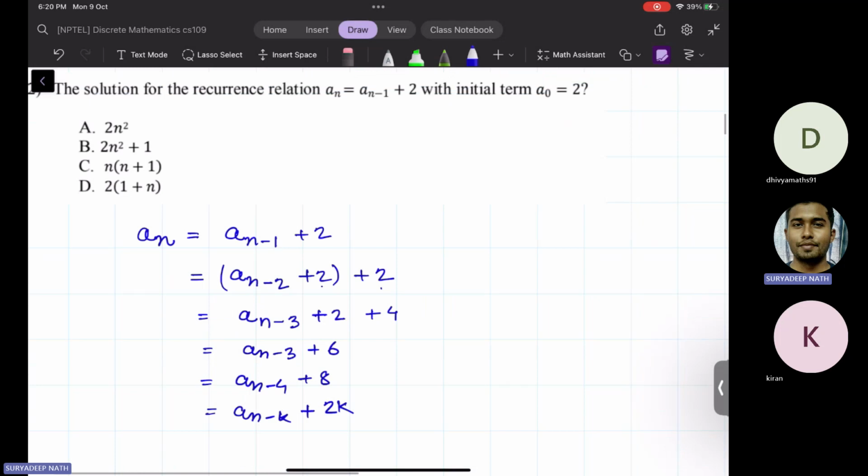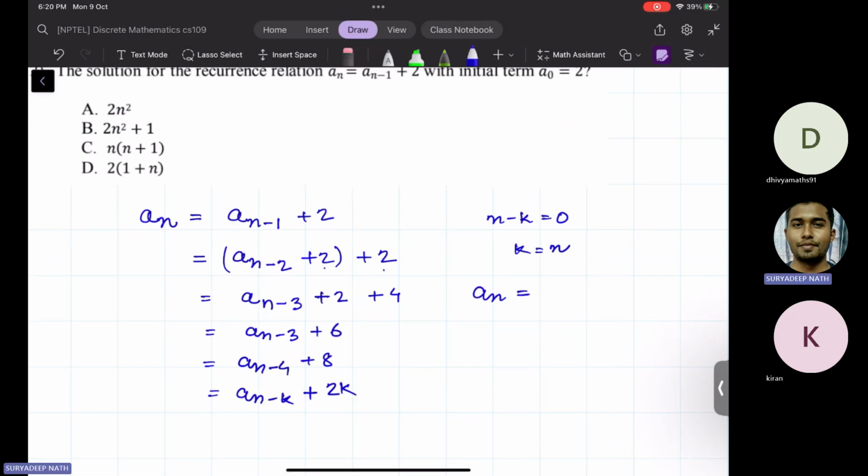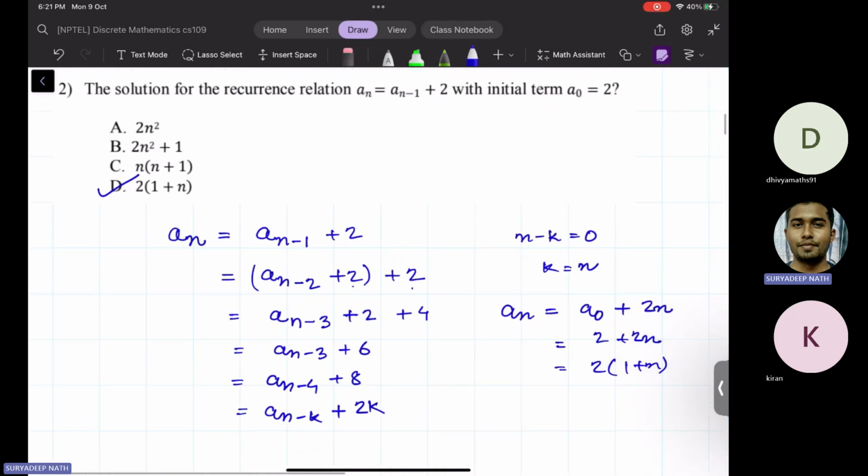So we have to go to 0. When n minus k is 0, k equals n. So a_n would be a_0 + 2n, and a_0 is 2. So 2 + 2n, which is nothing but 2 times (1 + n). Therefore, option D is the right answer for this question. It is a pretty straightforward question. I hope it is clear.